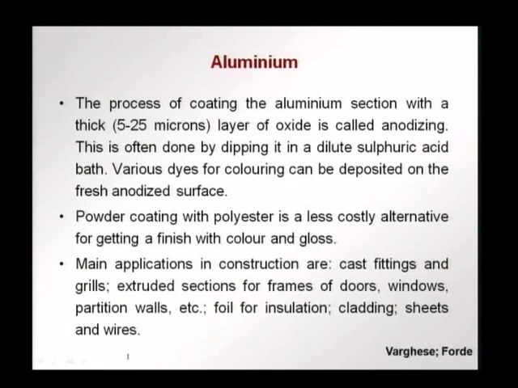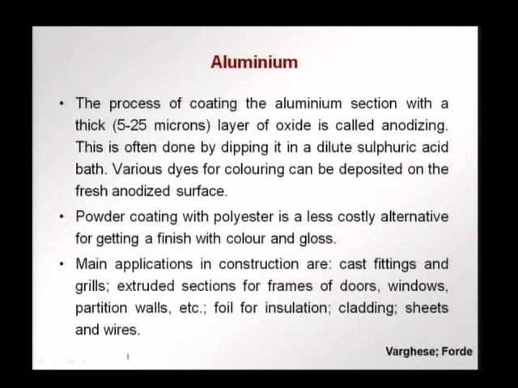A less expensive alternative is what is called powder coating. This is something like a paint, generally polyester is used, and this also gives color and gloss to the aluminum section. This has a lower life than anodizing, but also it can have several years of life in usage.